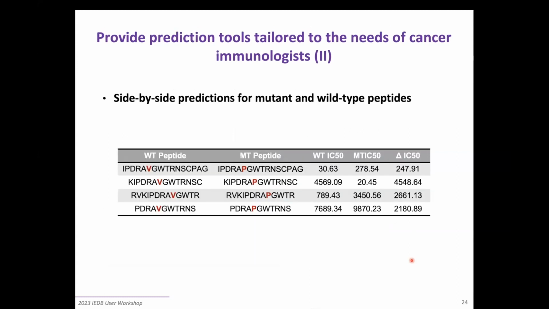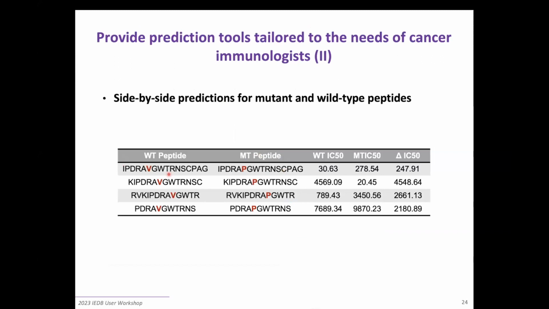Another detail that users often requested is to perform side-by-side predictions for mutant and wild-type peptides. As we know, we have a new antigen, which is a mutated peptide, but we also have the wild-type counterpart for the peptide.